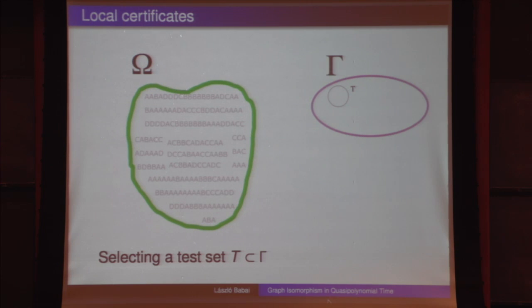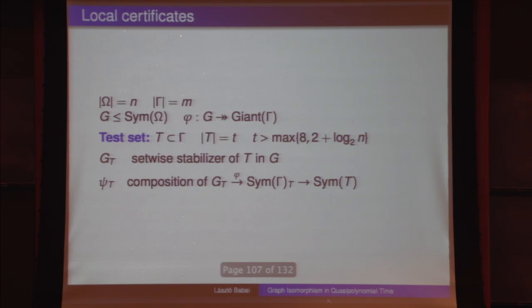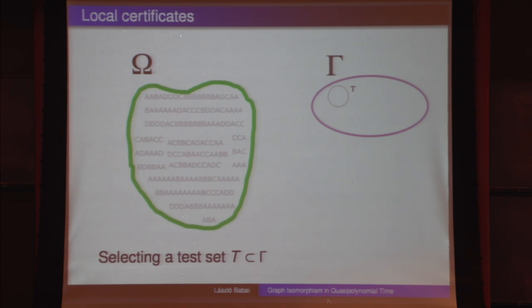So here is a picture, and I am just going to illustrate it. Here is my omega, and you can see that there is this input string, but we are not considering the input string right now, but that's the domain on which the input string is defined. And we select a test set which is a small subset of my gamma. Okay? And then here is the restriction of my homomorphism, just from here to here. Okay?